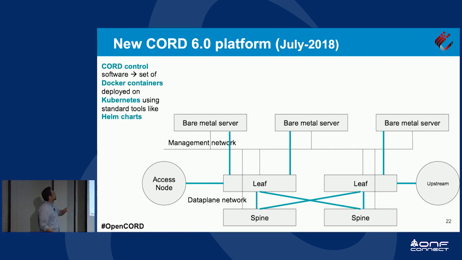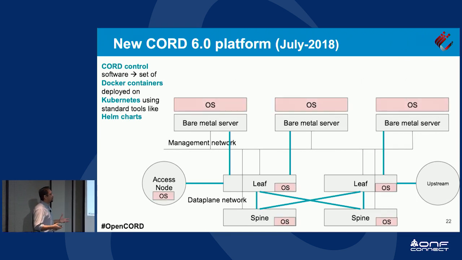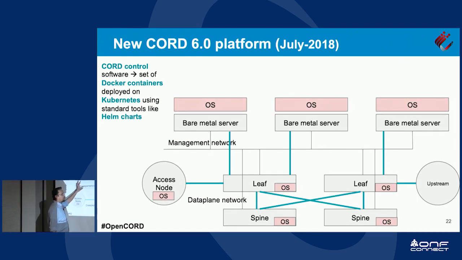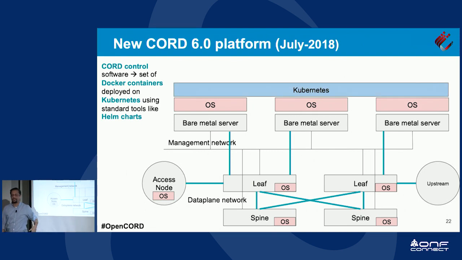So today, if you use the CORD control software, it's basically a set of Docker containers that run on Kubernetes and use standard tools like Helm charts for installation, right? So what we have said is that, look, go ahead. If you want to use your own secure version of Ubuntu, go ahead and do that. We don't care. If you want to use a specific version of Kubernetes, as long as our software will work on that version, we don't really care. You deploy it, you install it whichever way you want. We are not going to prescribe it.